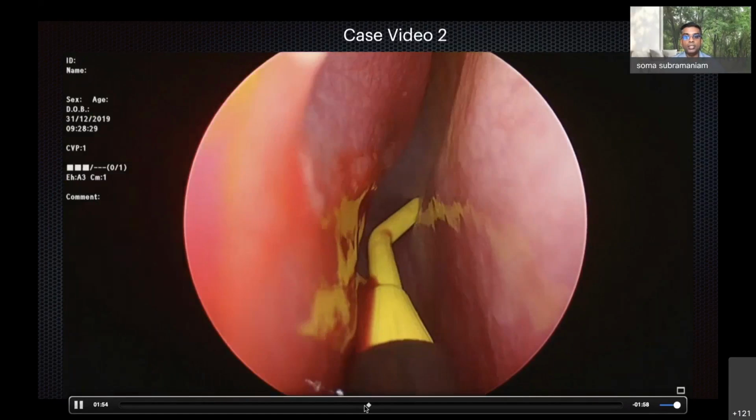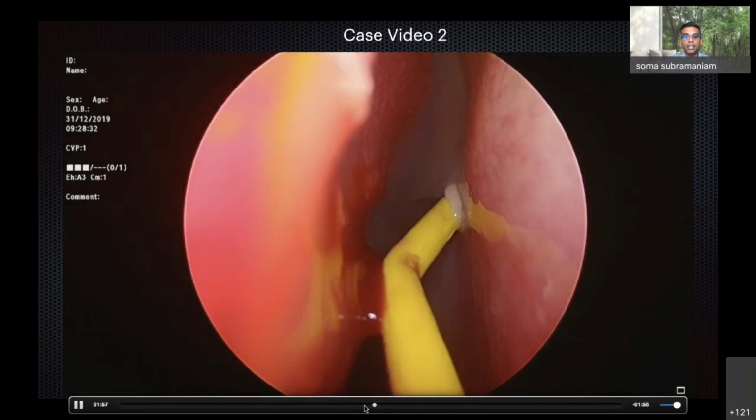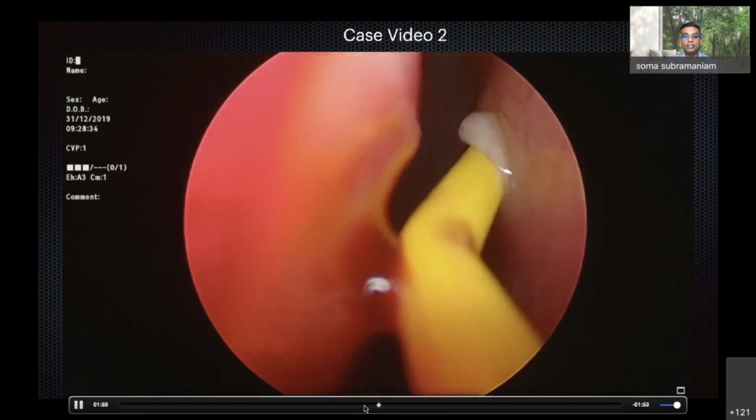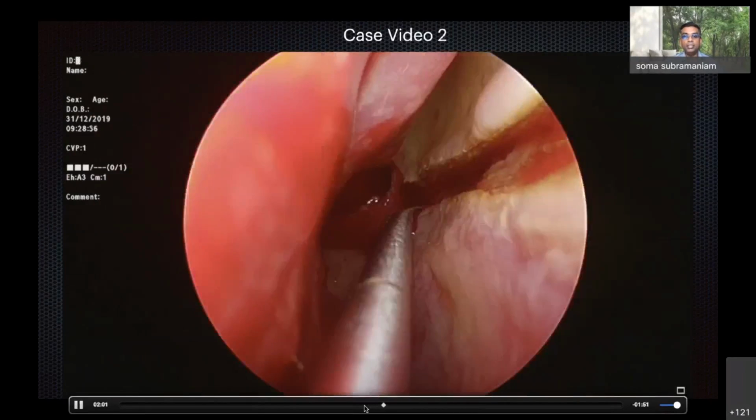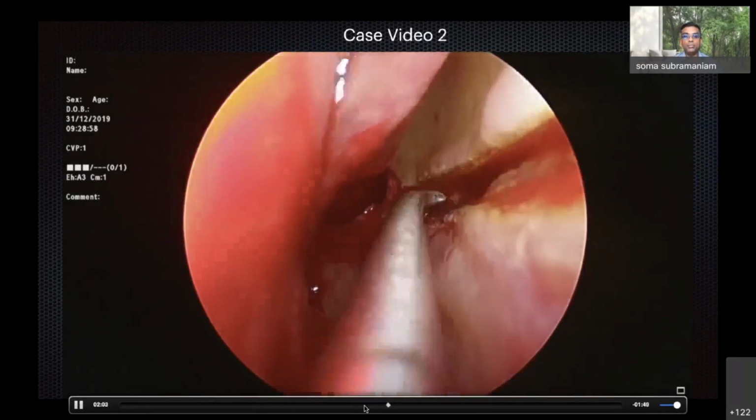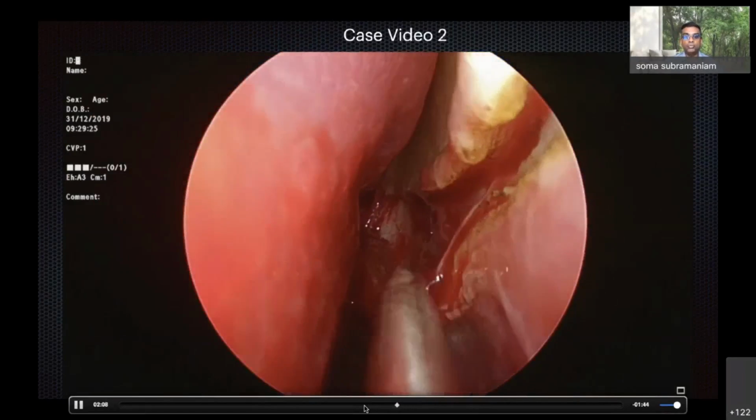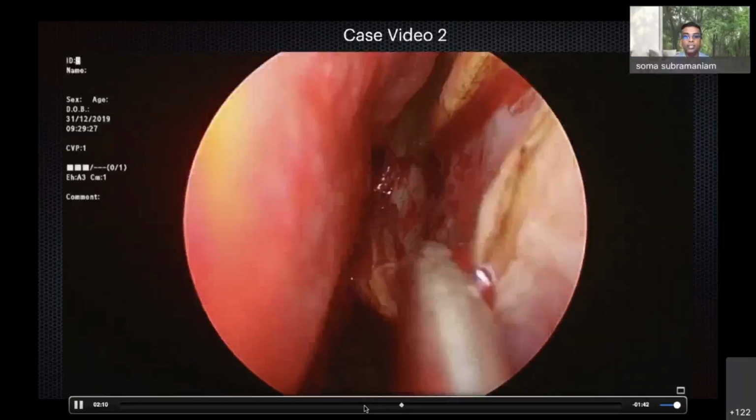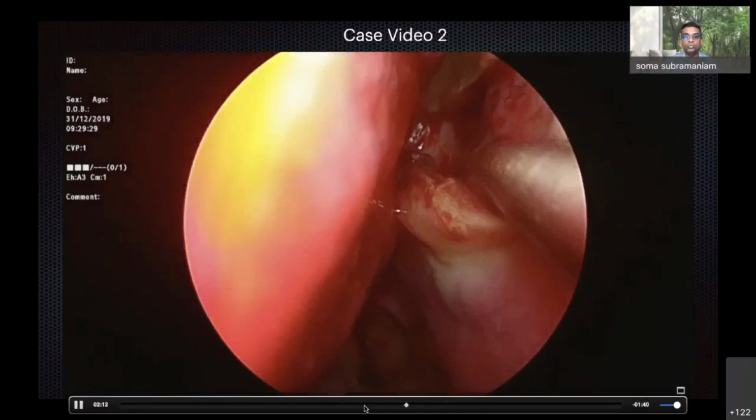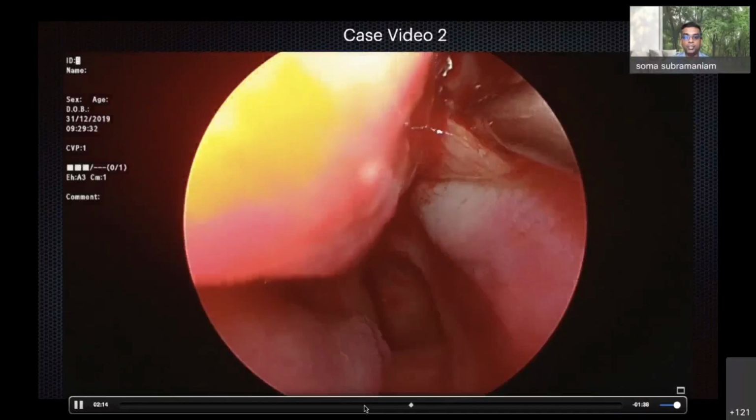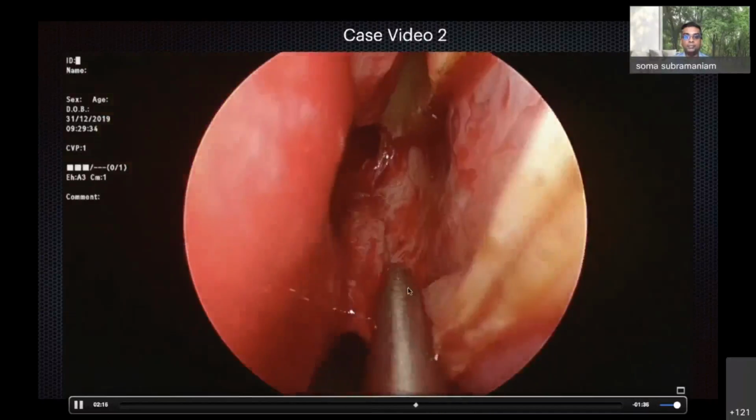So we make a horizontal cut along the posterior septum and come back all the way horizontally until the head end of the middle turbinate and then move upwards. So then here, just using a caudal instrument, dissect the mucosa off, and then you use a ball probe to release the posterior mucosa off the posterior septum. So you can see here the dissection is being done.